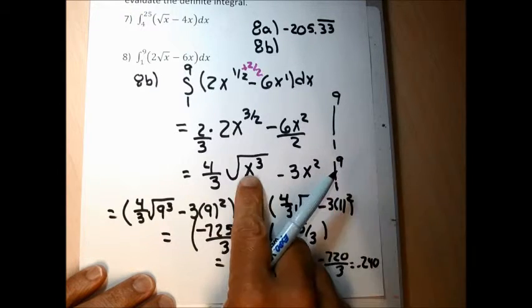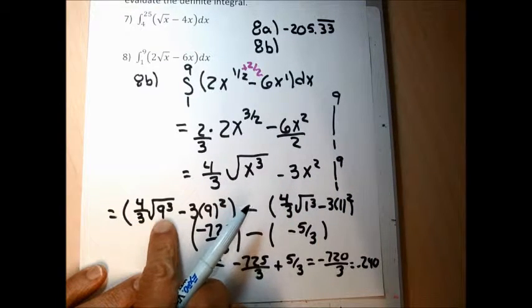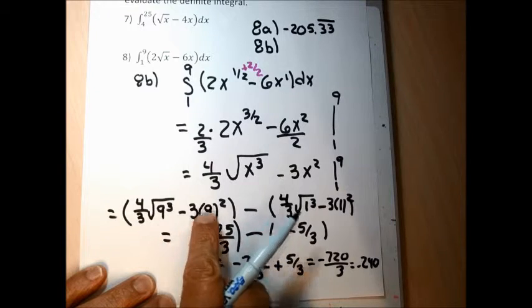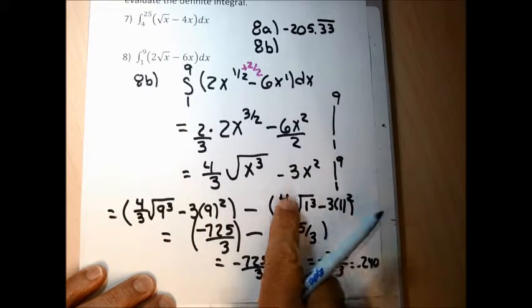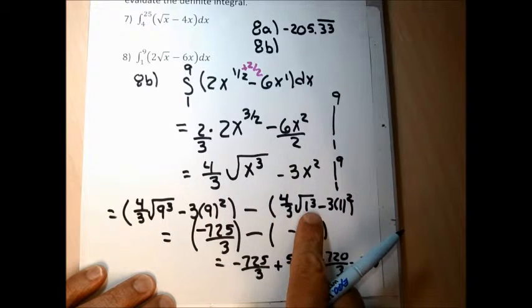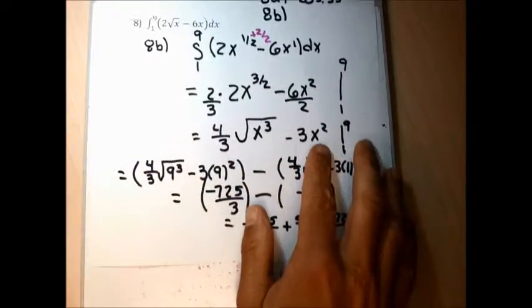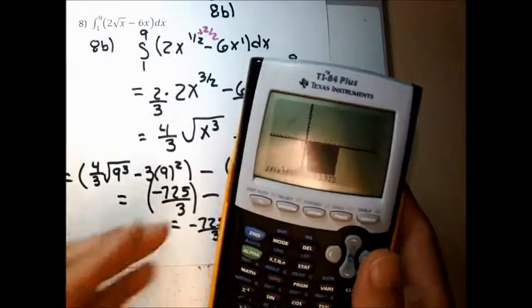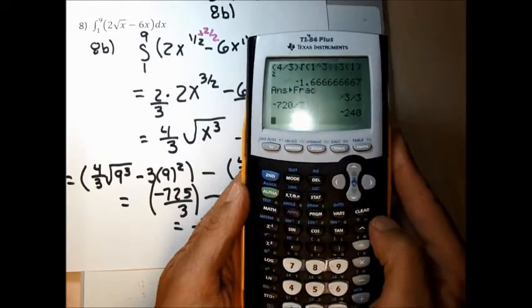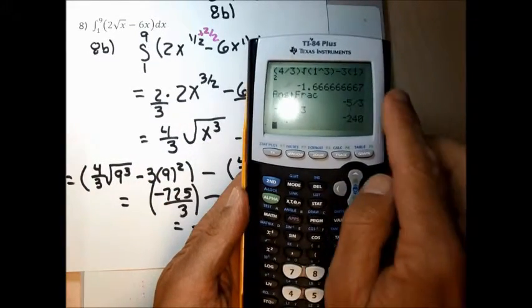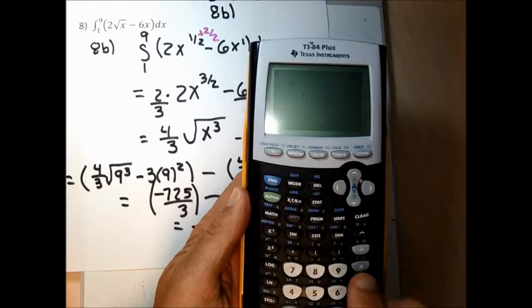So I needed to plug 9 in for these x's. So I did 4/3 times 9 cubed minus 3 times 9 squared. Looks like I plugged it in right. And then over here, 4/3 times 1 cubed minus 3 times 1 squared. It looks so right. So let me retry these. So second quit. See, let me try this again then.